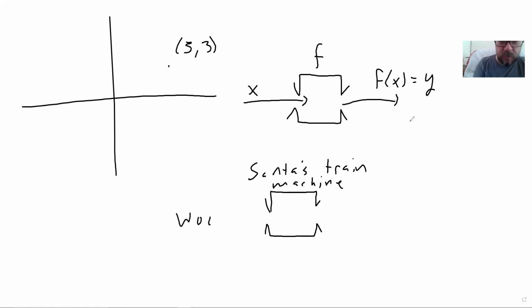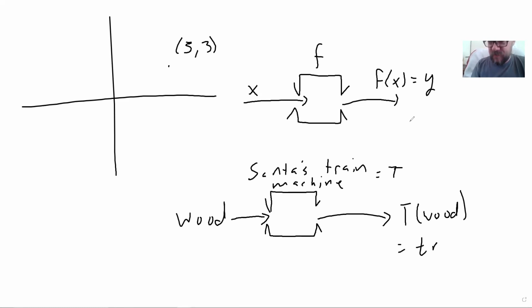We're going to call this, by the way, T for train. So you put in wood and you output T of wood, which is a train. Now, if Santa wants to output something else, he's going to need to use a different machine. He can't put a piece of wood in here and get a little wooden rocking horse out of this. This thing only makes trains. This is a function because anytime you put in wood, you get out the same thing.